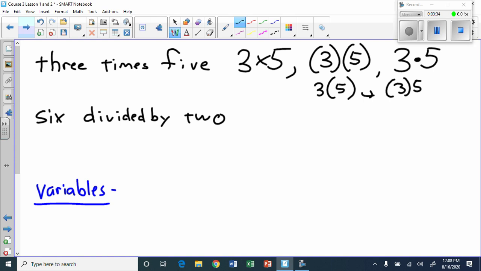For 6 divided by 2, there are a couple of ways that we write it. 6 divided by 2 could be written like this, or like this, or like this, or like this.